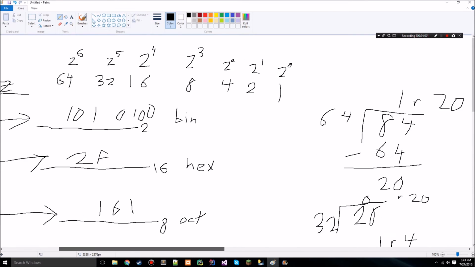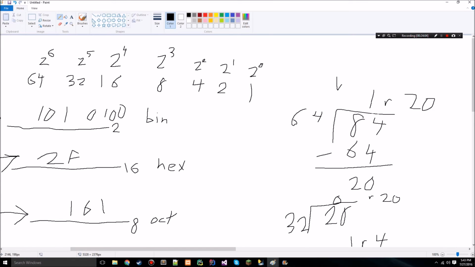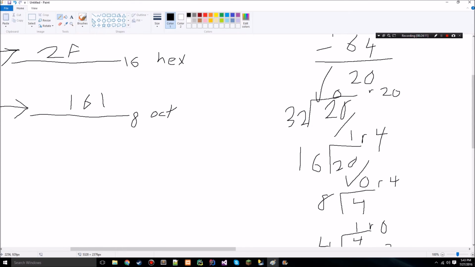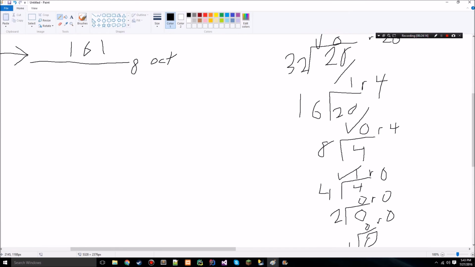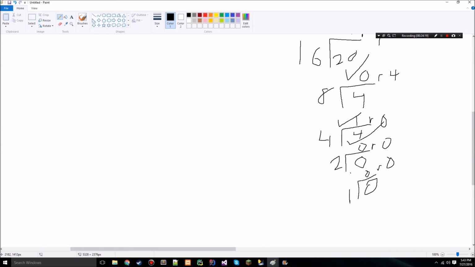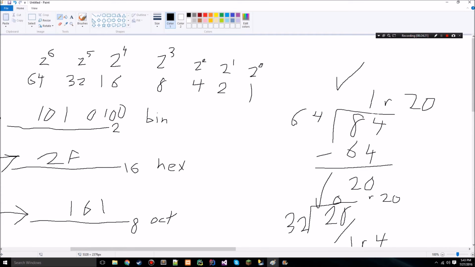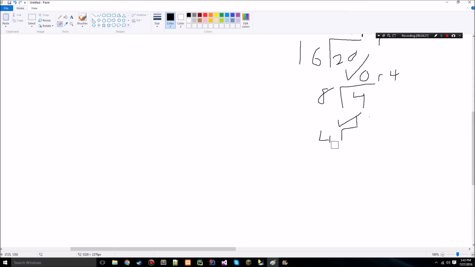So we have 1, 0, 1, 0, 1, 0, 0. So that's pretty much how you do it. And we'll go ahead and do the mountain division for the next one.